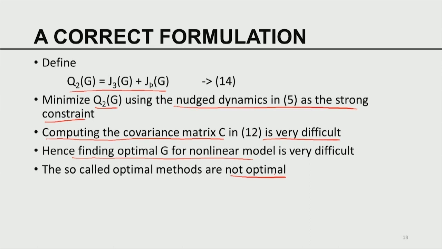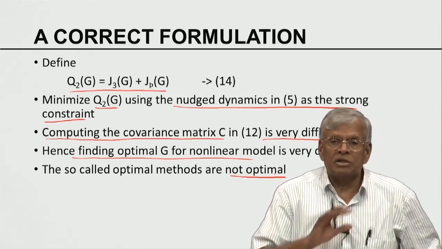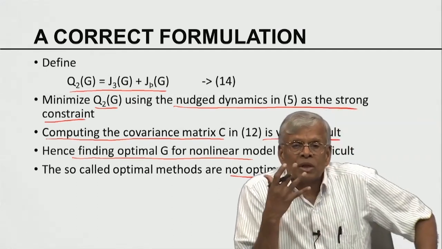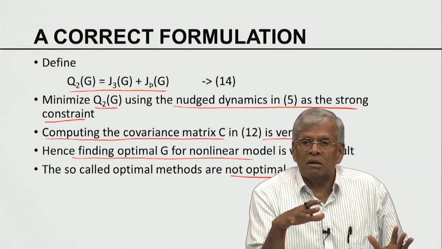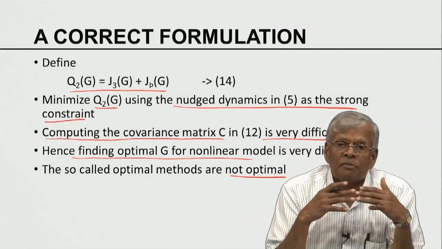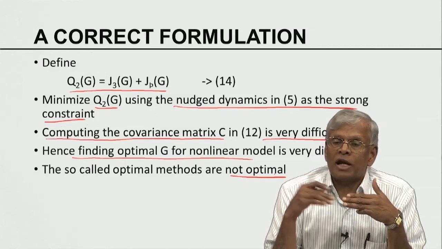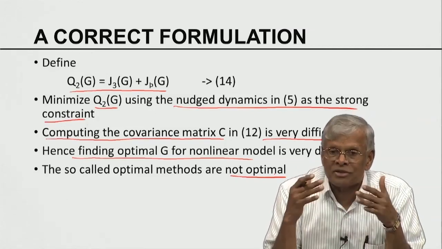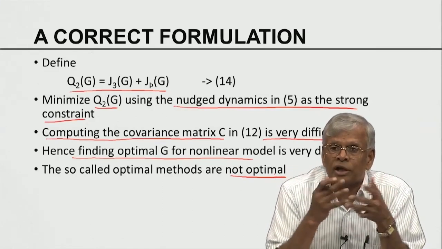So that is the critique about the methodology, and we are also going to suggest a way out of this critique. But in general, what does it mean? Nudging you can implement heuristically. More often than not, it works. But if you want to move away from heuristic methodology to an optimal methodology, where I am trying to design a G which is best, then you have to take into account all the processes that are involved.